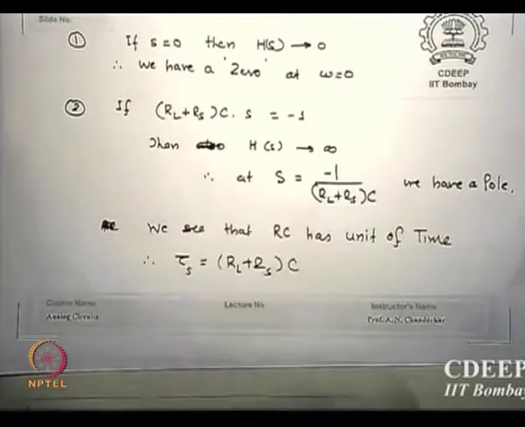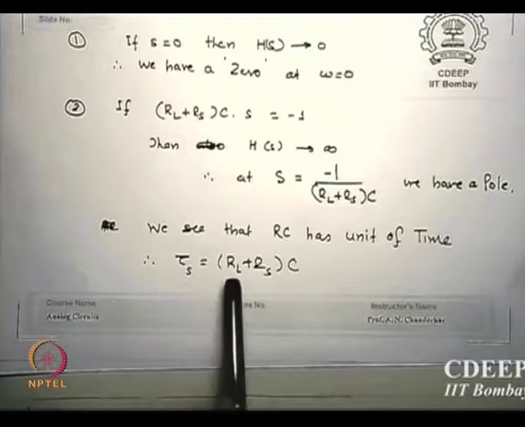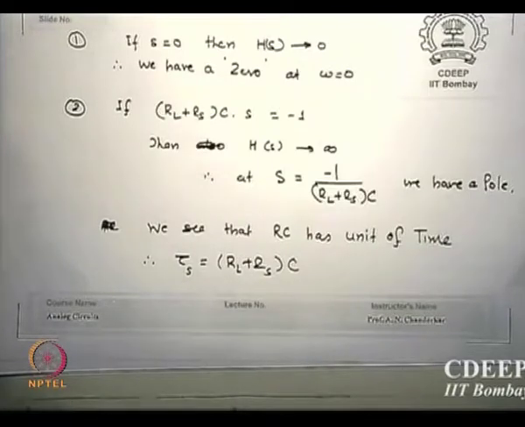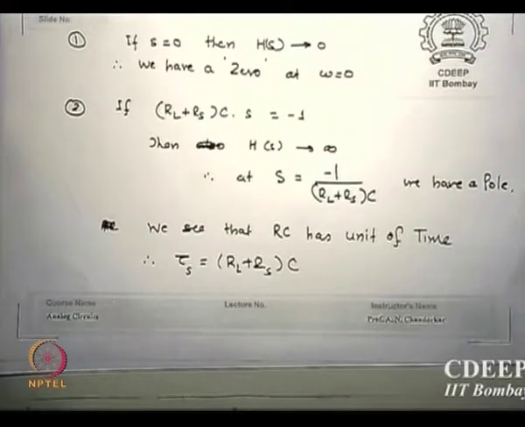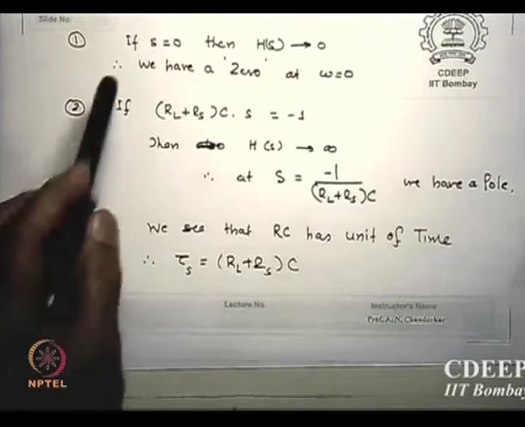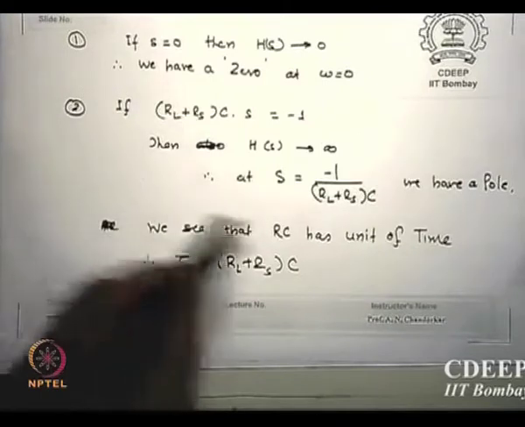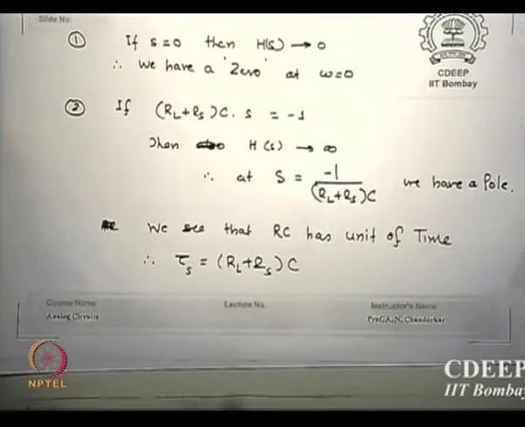Please take it. What is RC called? R into C is the time constant. Is that correct? So I define RL plus RS times C as the time constant tau s. Then the zero exists at 0 and the pole exists at 1 upon RC of this value, or 1 upon tau s.